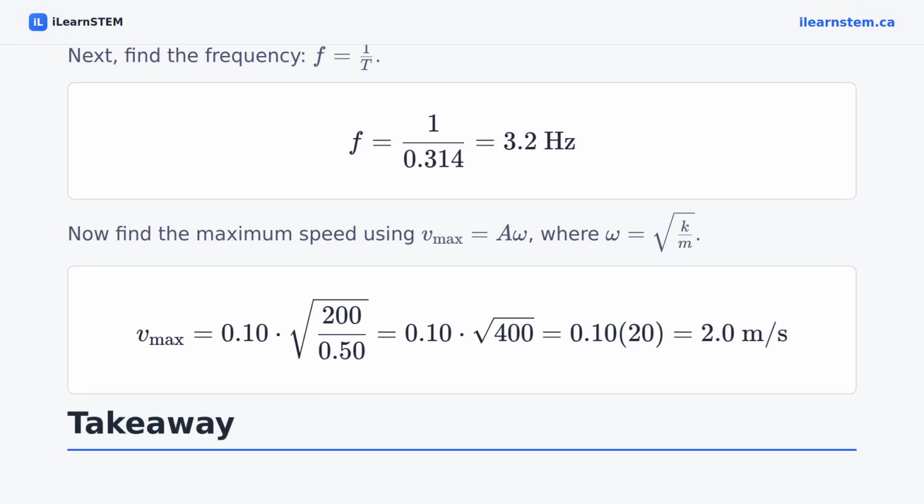Remember, for a mass spring system, the period depends only on mass and spring constant, and maximum speed equals amplitude times angular frequency.